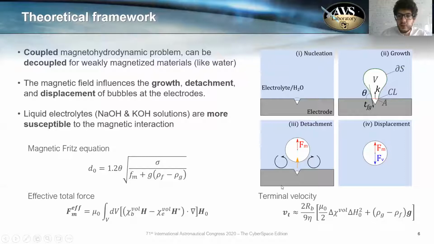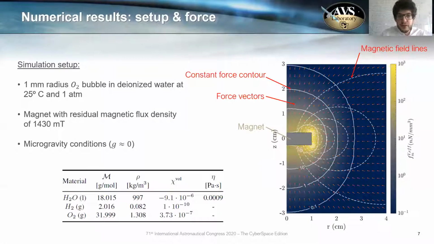In terms of the electrodes, the magnetic field influences the growth, detachment, and displacement of the bubbles. We are going to consider three equations: the magnetic Fritz equation that estimates the bubble detachment diameters, the effective total force exerted by the magnetic field on the bubble, and the terminal velocity that the bubble reaches in water. It is worth noting that liquid electrolytes present susceptibilities of the order of 50% higher than water. So let's get a taste of this concept.